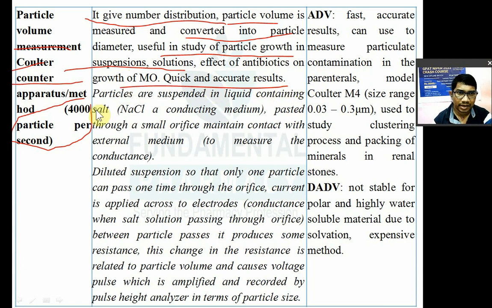Particles, okay, the particles are suspended in a liquid containing salt, that is sodium chloride, which is used as a conducting medium. So a question has also come on this: which salt is used in the Coulter counter method? Sodium chloride. Now it is passed through a small orifice. The solution is passed through a small orifice.